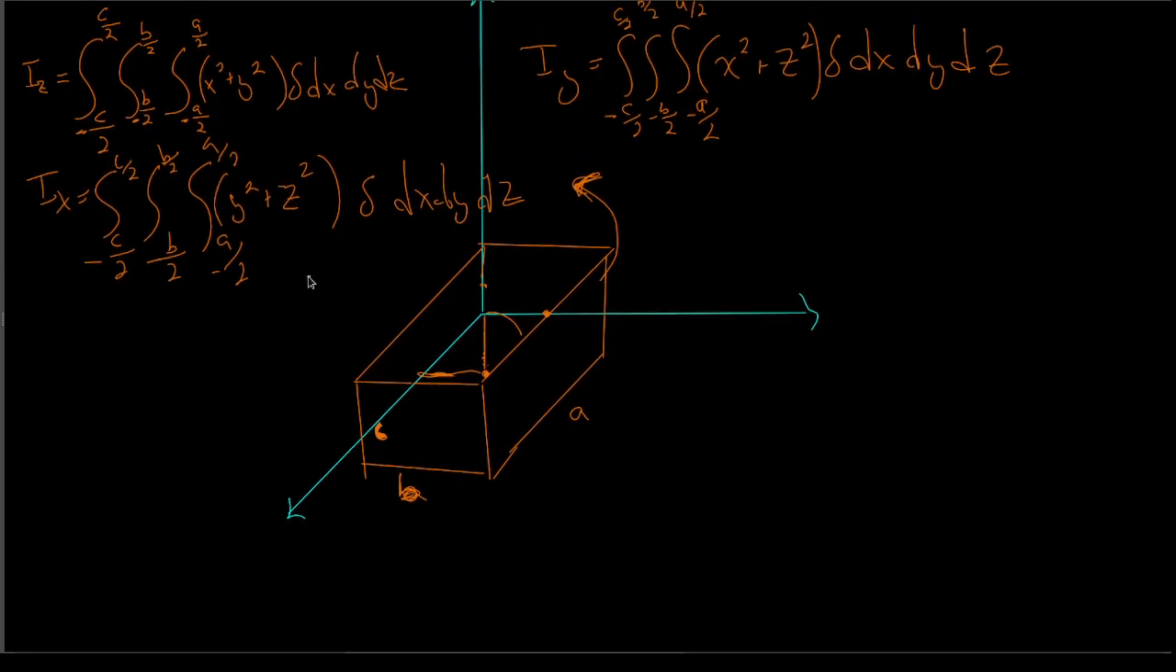So if we work through the integral, let's do our first integral here. Let's do I of x. So rotating about the x-axis, I will bring my mass element out front. And then we'll do dx. So that's going to be y squared plus z squared.